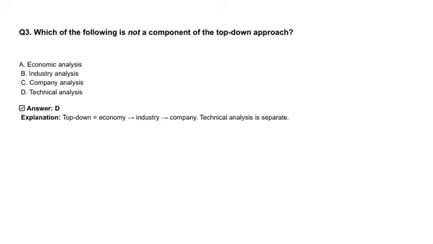In the context of the top-down approach, we typically start with the economy, then move to industry, and finally analyze the individual company. So, when we see a question asking which of these isn't part of the top-down method, the key point is that technical analysis doesn't quite fit into this sequence. It's a different approach altogether, focusing on market behavior rather than macroeconomic or industry fundamentals. Therefore, for this slide, the main takeaway is that while economic, industry, and company analyses are the pillars of the top-down approach, technical analysis stands apart as a separate method.